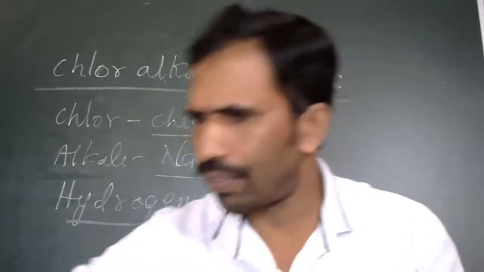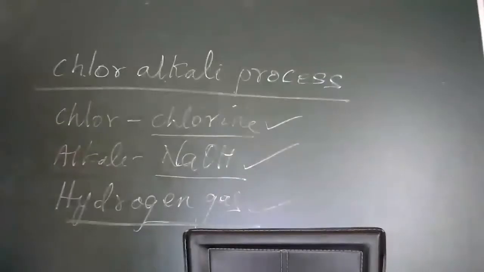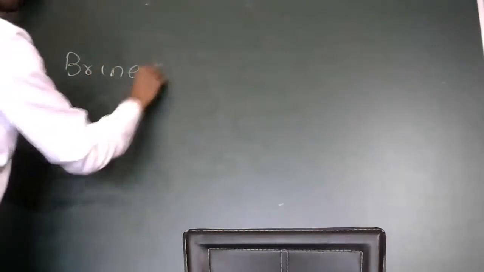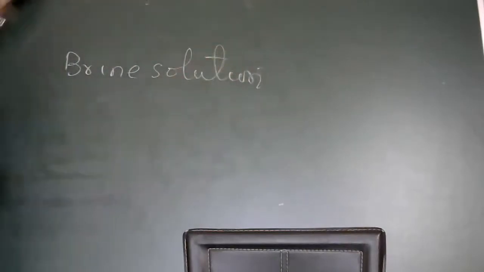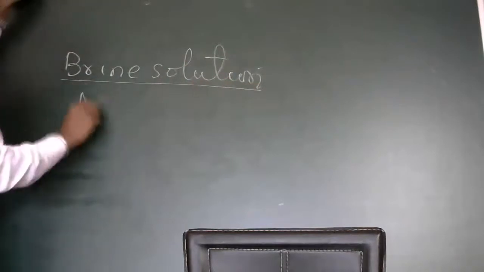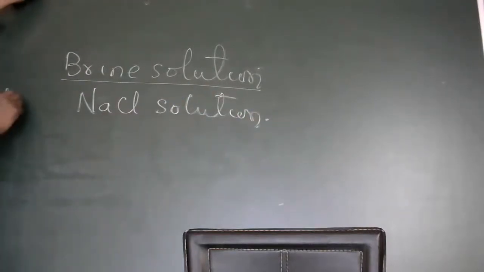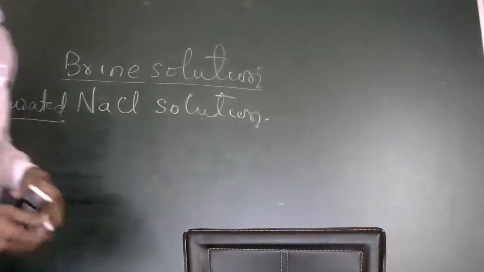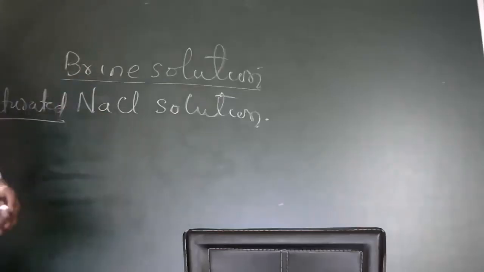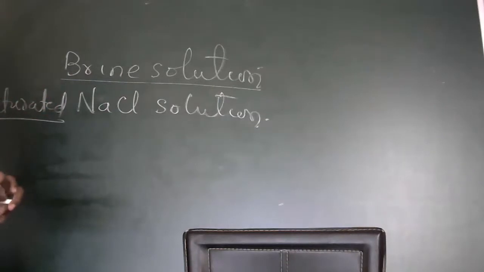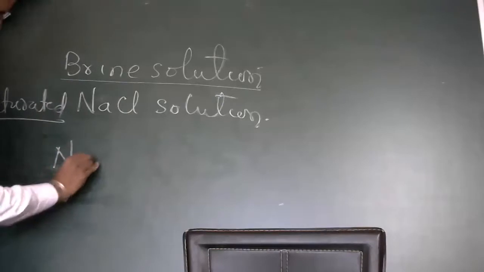Here the raw material we use is mainly brine solution. What is brine solution? Brine solution is nothing but NaCl solution, saturated NaCl. The saturated NaCl solution is called brine solution. In this, electricity is passed. What happens when electricity passes? So NaCl is decomposed.